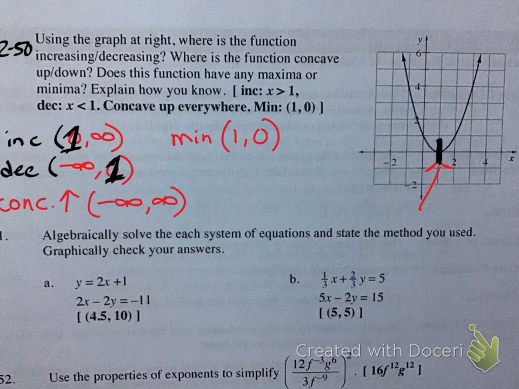So I know I have a minimum there because when I look at increasing and decreasing, I am decreasing until 1, and then I begin increasing. So that change from decreasing to increasing indicates a minimum.